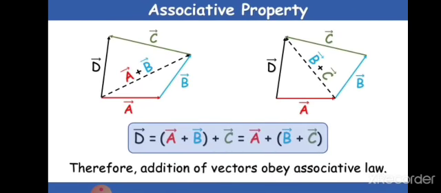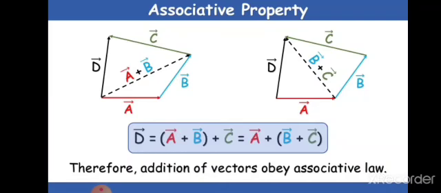The vector addition also obeys the associative property. If there are three vectors, vector A, vector B and vector C, then the resultant vector D we can write as the sum of vector A plus vector B, plus vector C, that is equal to vector A plus, we have to add those two vectors, vector B plus vector C. First we have to add the vector A and vector B. You will get the resultant vector, the sum of those two vectors, that is vector A plus vector B. We have to add this with the third vector, that is vector C. Then you will get vector A plus vector B, in brackets, plus vector C.